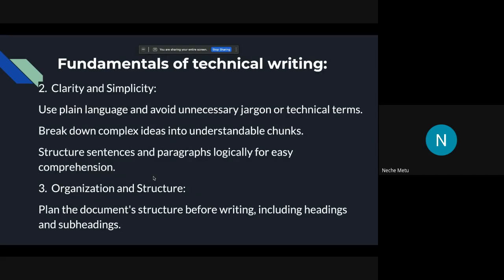Okay, yeah, we're going to be looking at clarity and simplicity, using plain language and avoiding unnecessary jargon or technical terms, breaking down complex ideas into understandable chunks. We have to also structure our paragraphs and sentences logically for easy comprehension. Then when we talk about organization and structure, we have to also plan the document structure before writing, including headings and subheadings. These are the fundamental things you look at when you talk about technical writing. This is the next slide.